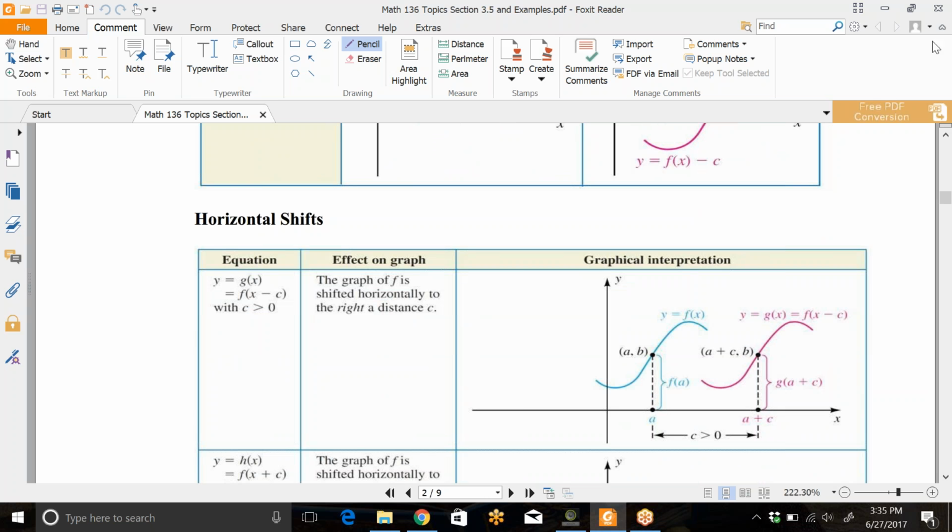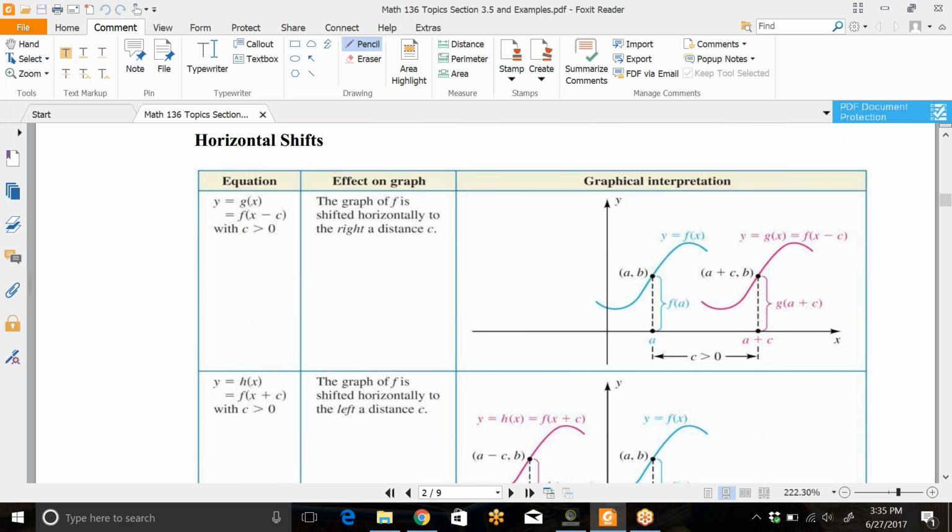Horizontal shifts are a little bit different. You have something that happens inside the function. That means before they square root or before they square or before you take an absolute value. If there's something subtracted or added inside of a function, it's going to move the graph either left or right a certain amount of distance. So the thing is, it's always when anything happens inside. If something happens inside a function, you do the opposite of what you see.